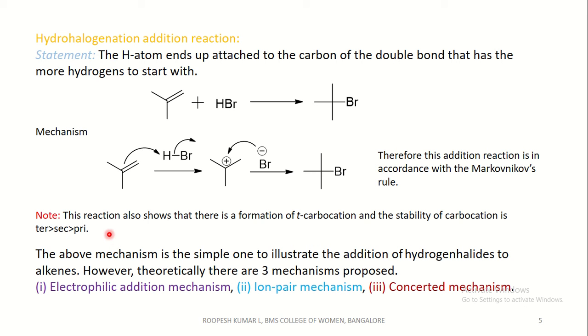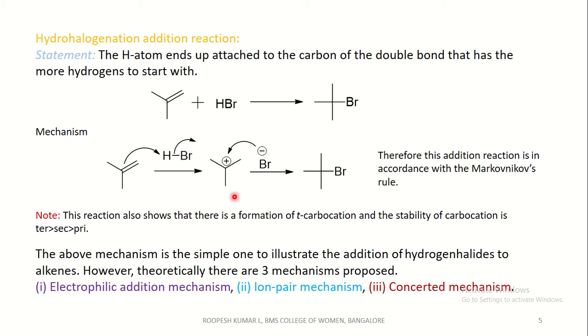Coming to the note, this reaction also shows the formation of a tertiary carbocation, and the stability of carbocations is, that is, tertiary carbocation is more stable than secondary, which is more stable than primary. That is, tertiary carbocation is more stable compared to secondary and primary.